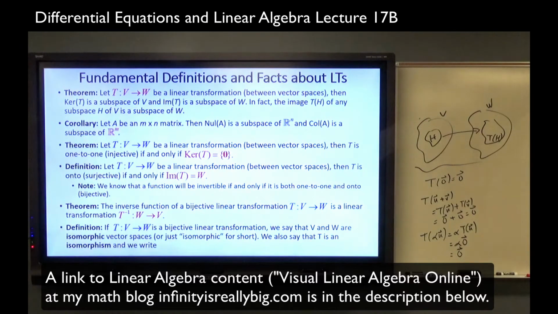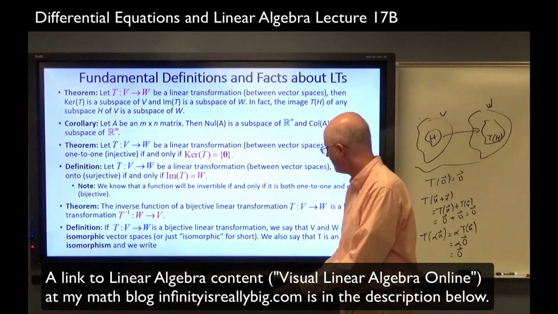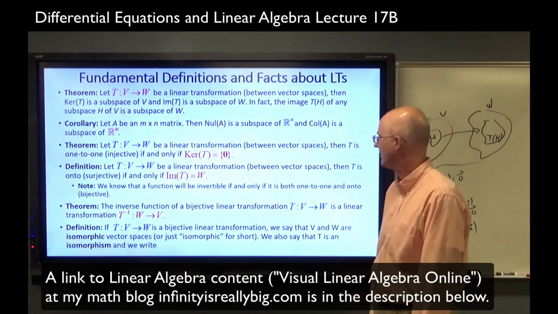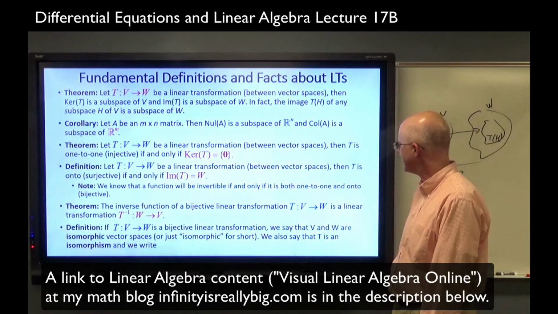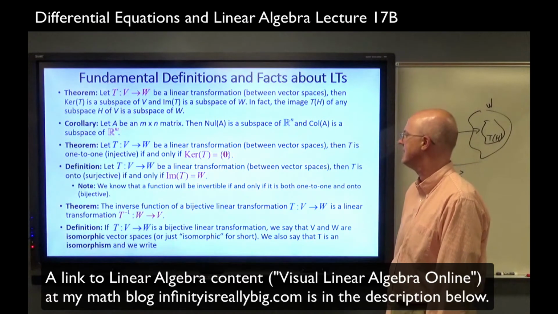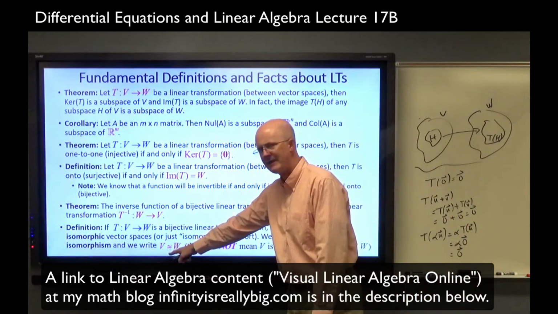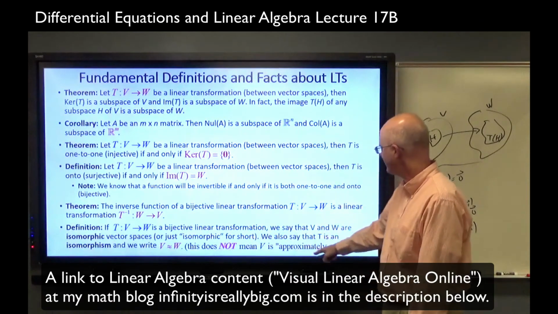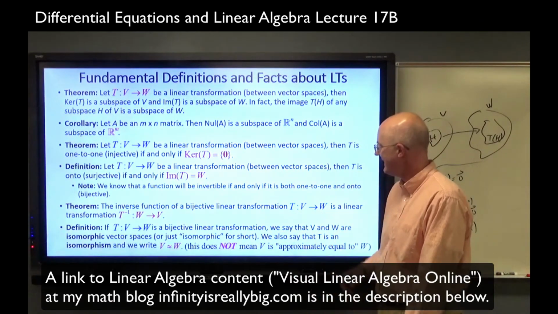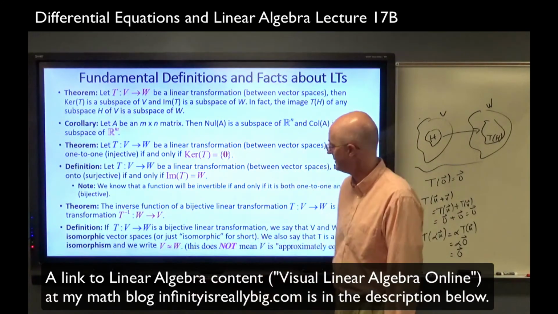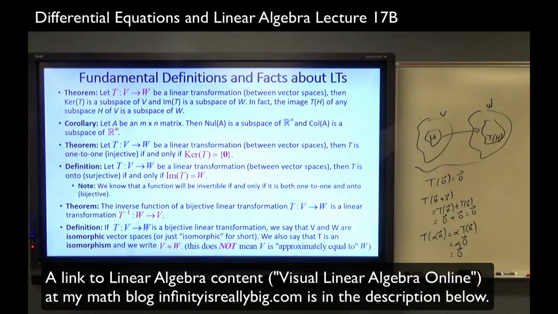Here's a definition. If T from V to W is a bijective linear transformation, so it's a linear transformation that's both one-to-one and onto, a bit of terminology: we say that V and W are isomorphic vector spaces, or just isomorphic for short. We also say that T is an isomorphism, and we write V approximately equals W. This does not mean V is approximately W. It can be taken to say V is equivalent to W or similar to W, words that are typically used. It's not that I'm trying to approximate one vector space by the other, though they do act in similar ways.